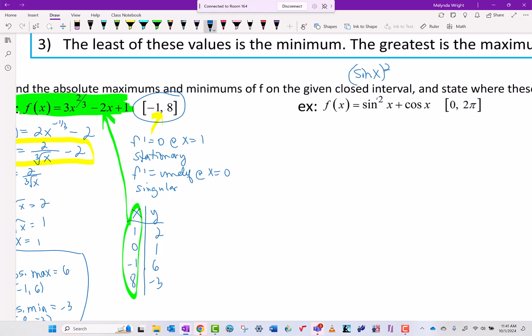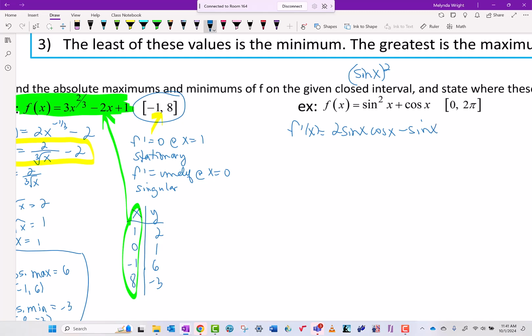This is a shortened notation, a mathematical shortcut to put the 2 there. That means the function is squared. We can't take the derivative using the shortcut. You need to take it this way. So f prime is, bring the 2 down, 2, copy paste, 2 minus 1 is 1, times the derivative of the inside. What is the derivative of sine? That's cosine. The derivative of cosine is negative sine.